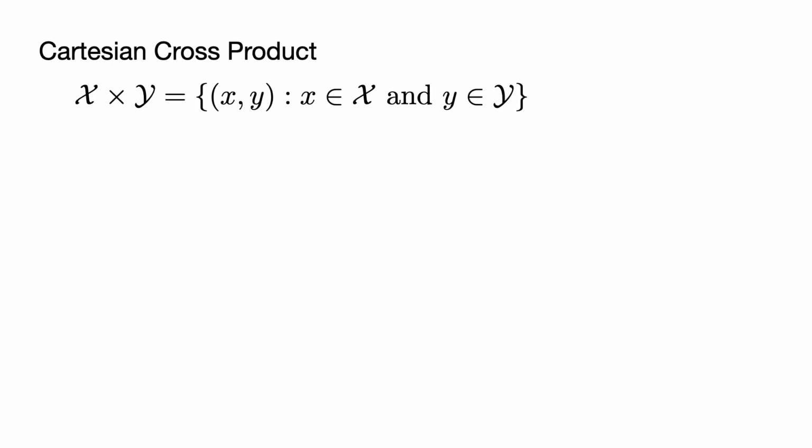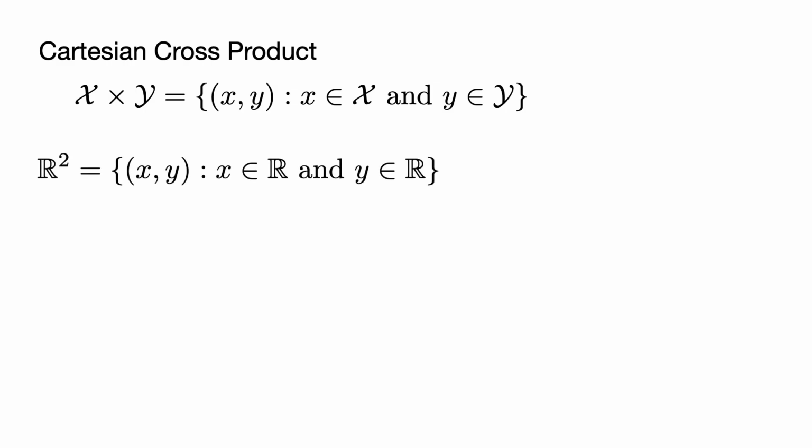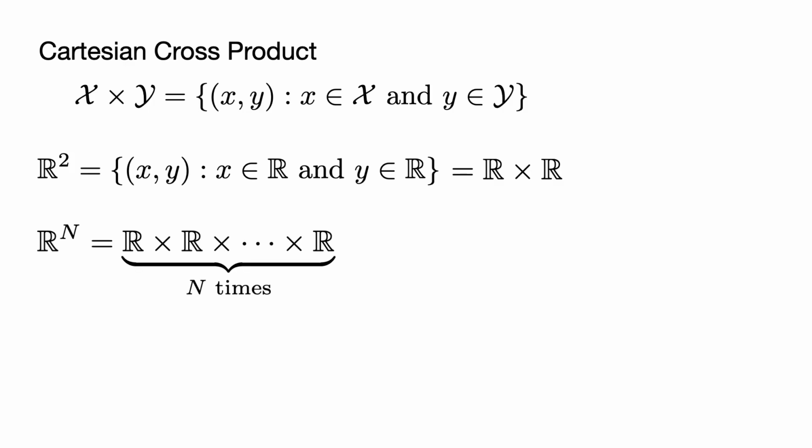Here I'm defining the Cartesian cross product. Consider sets script X and script Y. The Cartesian cross product of script X with script Y is the set of ordered pairs (x, y) such that x is in script X and y is in script Y. So here's an example. R^2 is the set of ordered pairs (x, y) such that x is a real number and y is a real number. You can see why this is considered R^2, because it is the Cartesian cross product of R with itself. More generally, you can have R^n, which is the Cartesian cross product of the real numbers with itself n times.